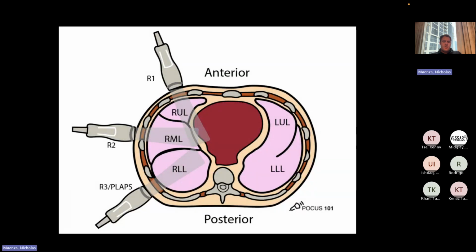And then again, this all provides different information. If you're looking just anterior, you're going to be looking at just the anterior portion of the lung, just the upper lobe of the lung. And that's why it's important to go not just inferior, but go more lateral too. So you're getting the entire view of the lung.